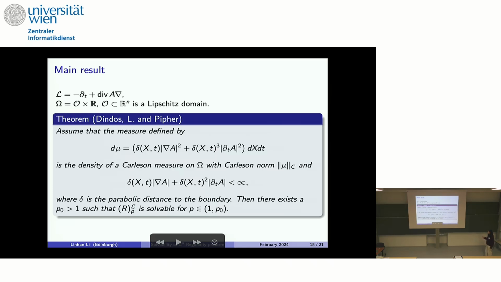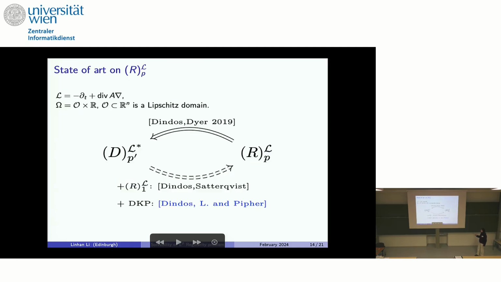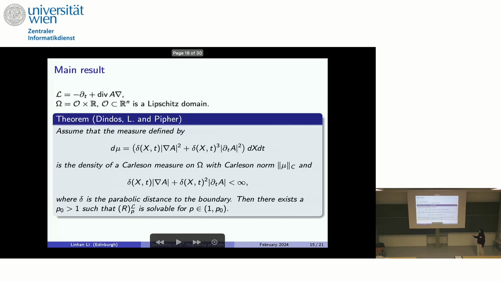So then, assuming these conditions, we know that there exists a p naught greater than 1, such that the LP regularity problem for the operator is solvable for p between 1 and p naught. Now, because of the partial converse result by Dindoš and Sätterqvist, we know that if we have a p naught for which this is solvable, this range is exactly the dual range of the solvability of the Dirichlet problem. So this result is actually sharp.